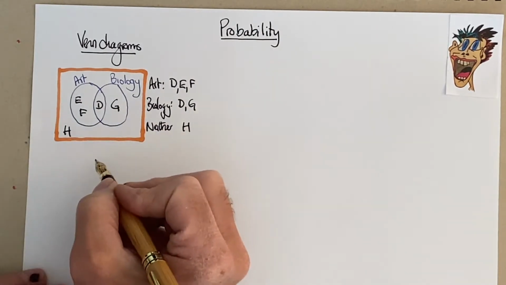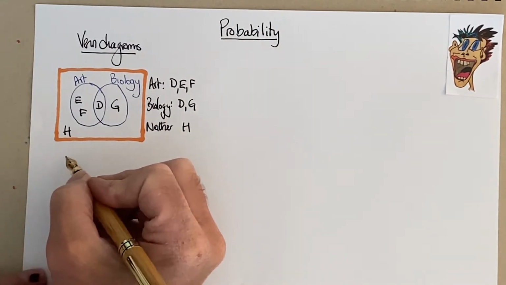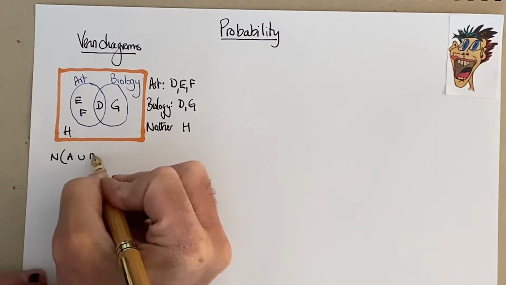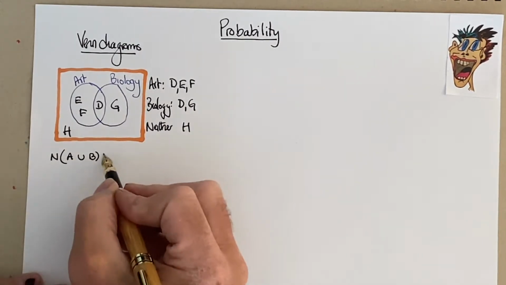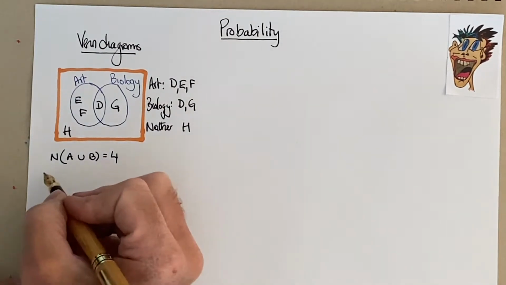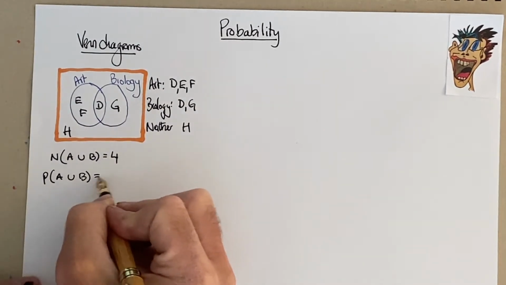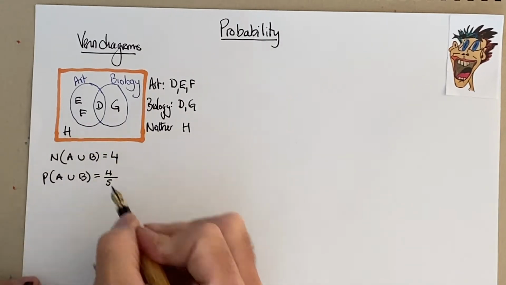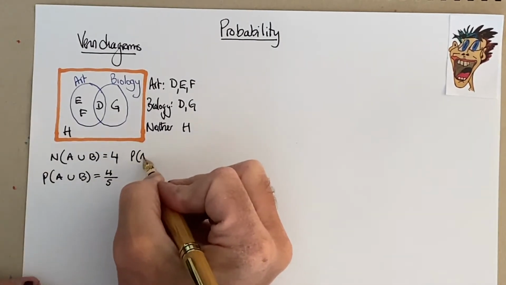So what I'm going to say is let's first of all get an understanding of some notation. If I wanted the numbers that do art or biology, that's our or symbol. So the number that do that, I can do 1, 2, 3, 4. So I've got 4 people that do art or biology. Let's do some probability. Okay, what's the probability to do art or biology? Well, we know there's 4, but it's out of 5.